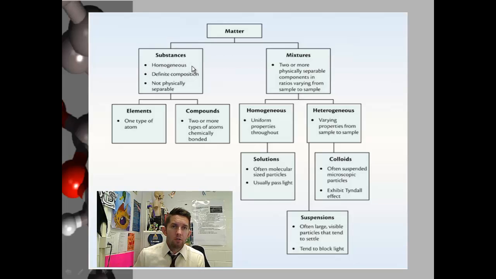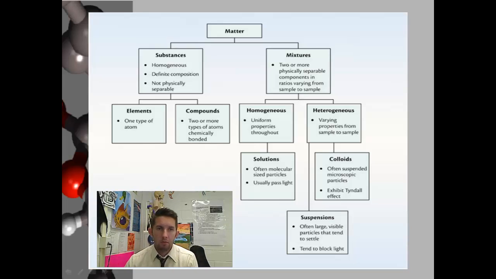They're homogeneous, which means they're uniform throughout. All right, they're made up of a definite composition, and they're not physically separable. You can't break them up. If it's a pure substance, you should have the periodic table in mind, because it could be an element, which means it has only one type of atom, or it could be a compound.